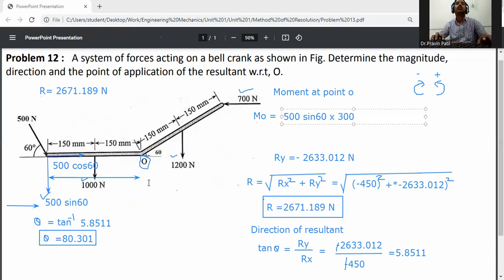Then the second one is 1000 Newton. How is it rotating? This one is also in the anti-clockwise direction, so plus 1000 into 150 mm.